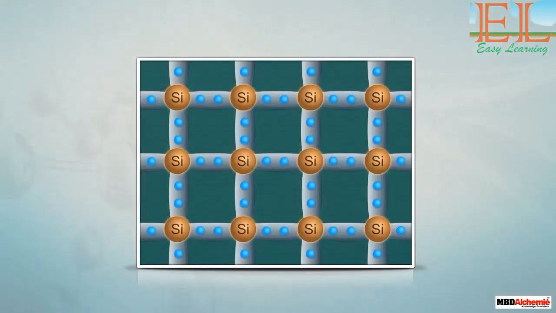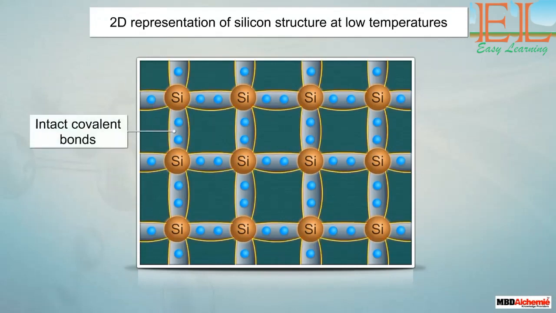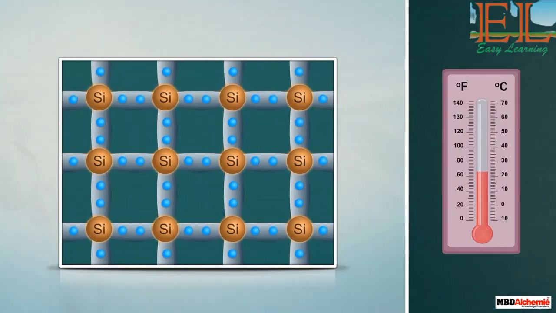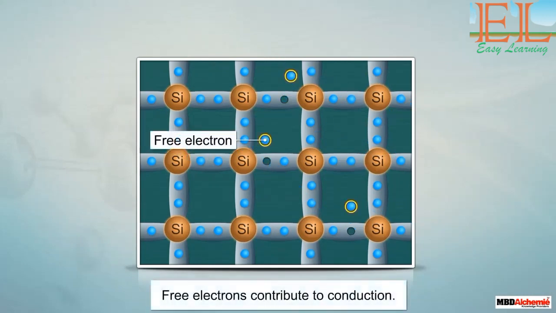The figure schematically shows the 2-dimensional representation of a silicon structure at low temperatures. It shows an idealized picture in which all the covalent bonds are intact. As the temperature increases, more thermal energy becomes available to the valence electrons. As a result, some of the electrons may break away from the covalent bonds, thereby becoming free electrons. These free electrons contribute to conduction.